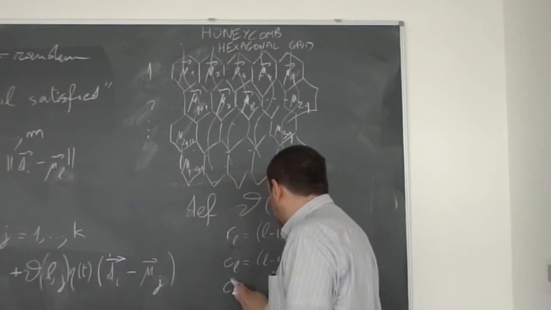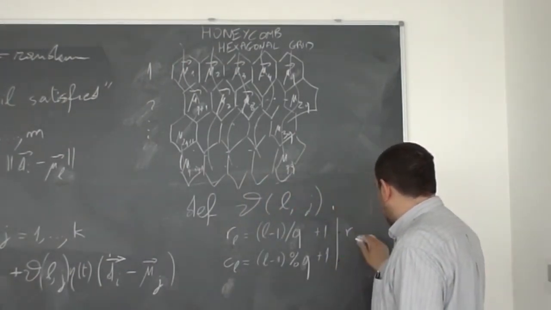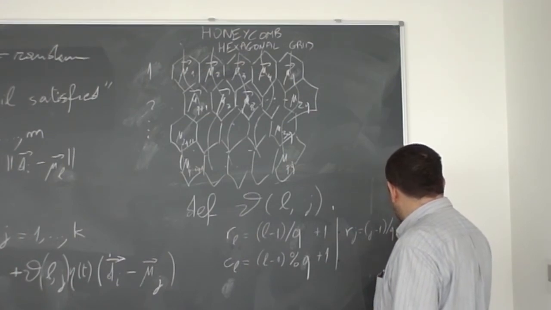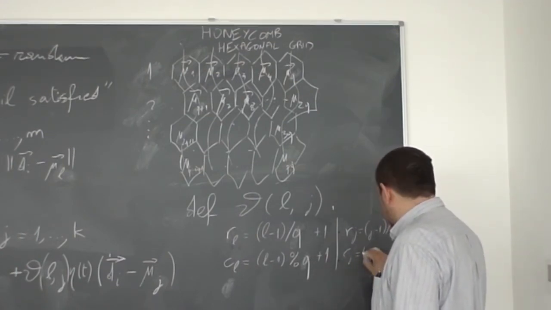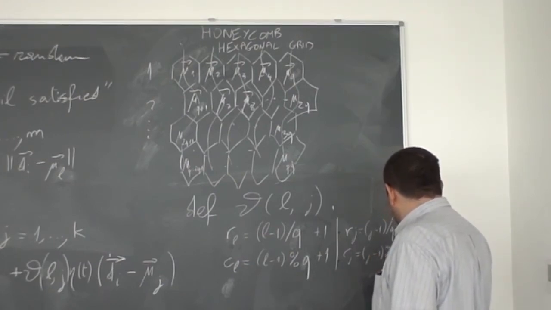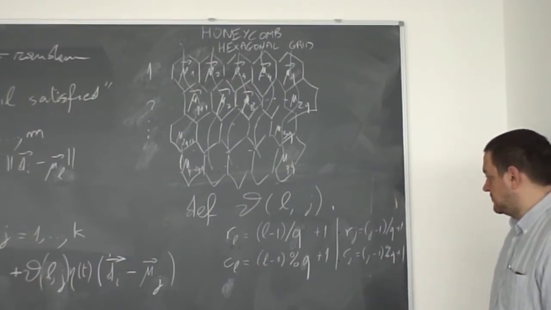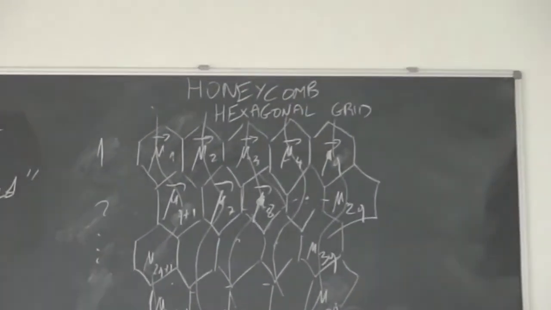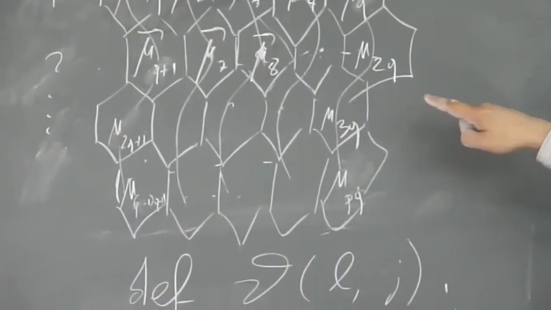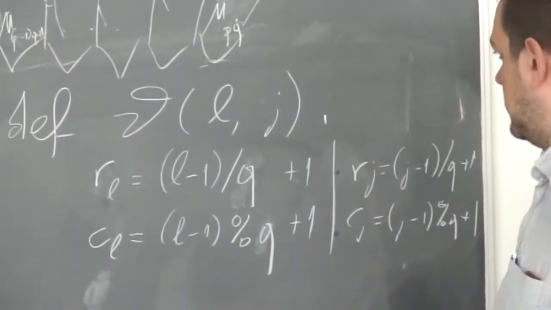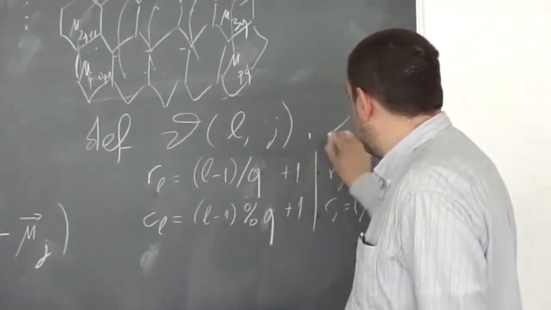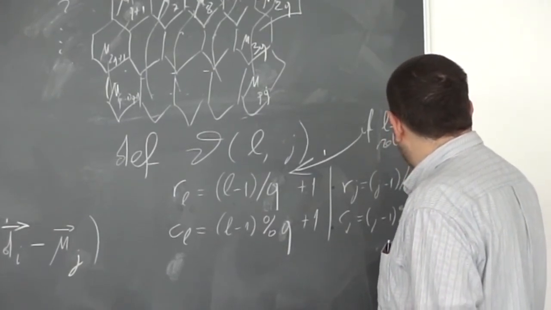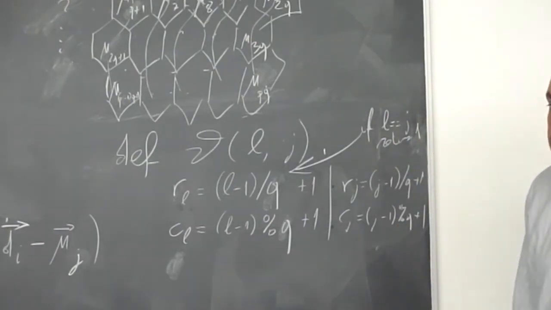And the same, of course, the row corresponding to the element J will be (J minus 1) divided by Q plus 1, and the column of J is (J minus 1) modulo Q plus 1. And now, the only thing that we have to consider is, of course, even before computing this, if L is equal to J, we directly return 1. Okay, even before computing this.